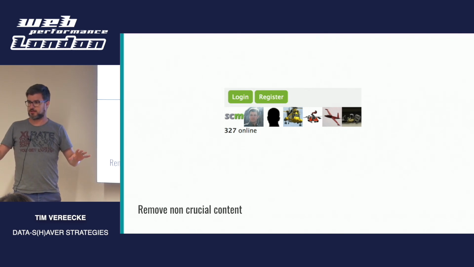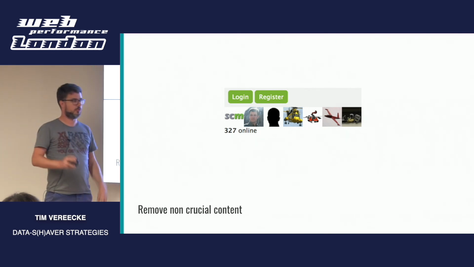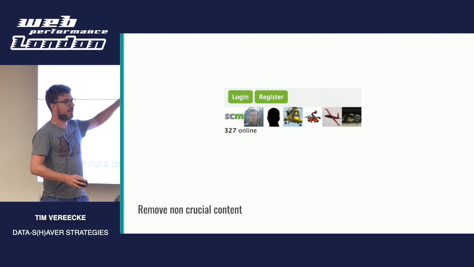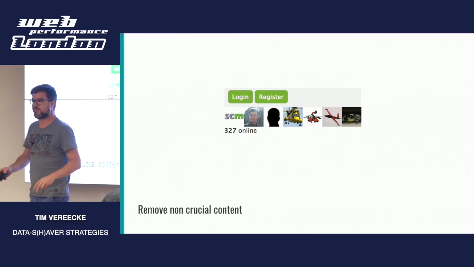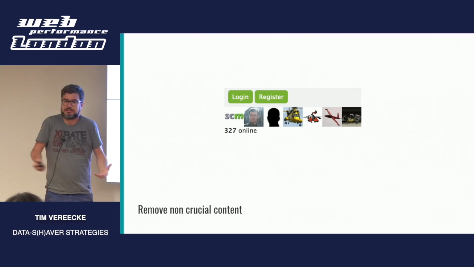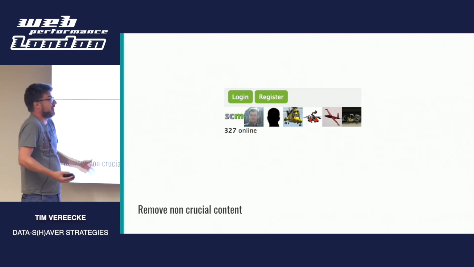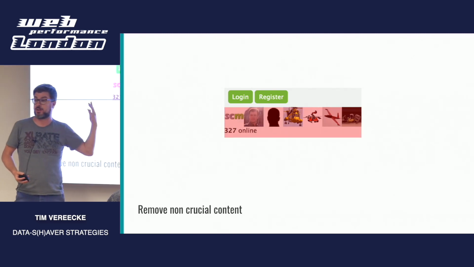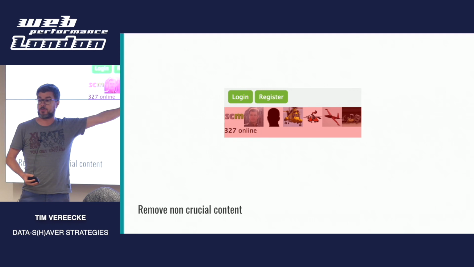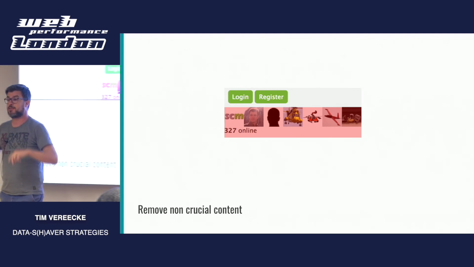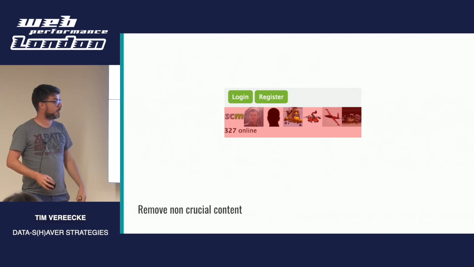Look at your website and you'll see plenty of non-crucial content. Like on my website, you see the amount of users online. What is the value? In the end, not really. So in data saver mode, I get rid of it, saving X amount of thumbnails, X amount of bytes in the HTML, which is potentially negligible.